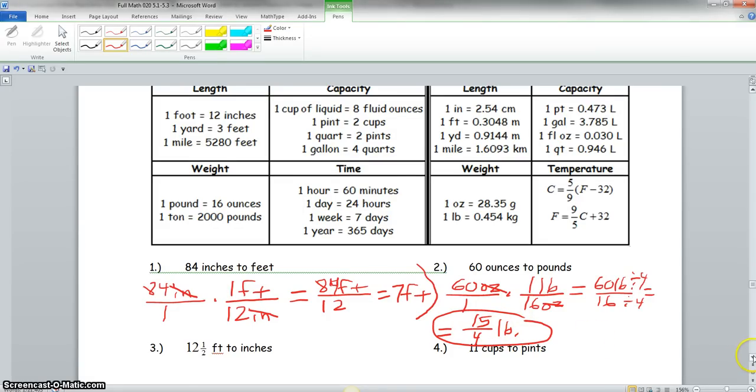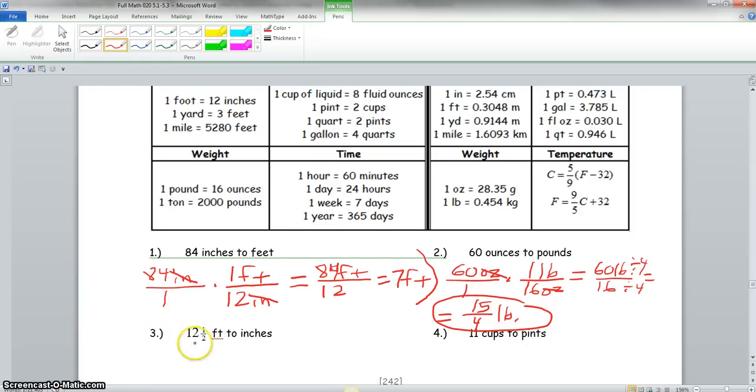Now, we go down here to problem number 3. We had 12.5 feet to inches. Now, we already did an inches to feet, so we could do this feet to inches. So first, let's take this 12.5 and make it into an improper fraction. We know our denominator will still remain 2. 12 times 2 is 24, plus 1 is 25. So it'll be 25 over 2 feet.